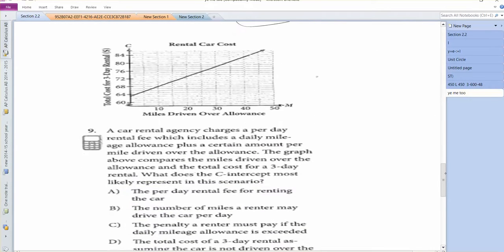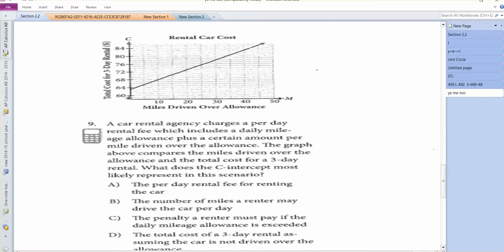Let's look at another problem that's somewhat cut from the same cloth. Again, no pun intended. A car rental agency charges a per day rental fee, which includes a daily mileage allowance plus a certain amount per mile driven over the allowance. The graph above compares the miles driven over the allowance and the total cost for a 3-day rental. What does the y-intercept represent? So again, y equals mx plus b, and x is going to be the miles you drive.